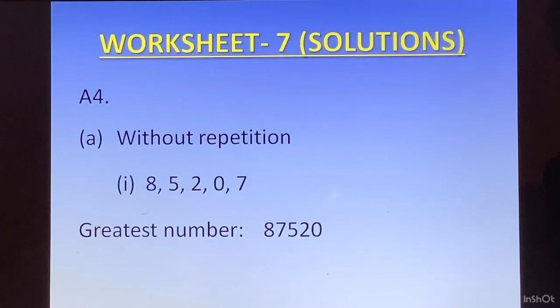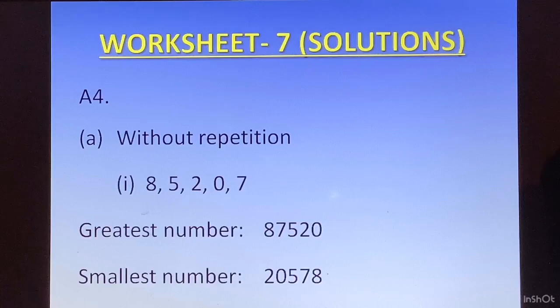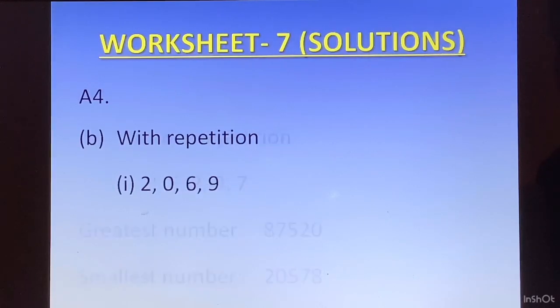But here, since we have 0, in ascending order the numbers would be 0, 2, 5, 7, 8. We will change the position of 0 with the next digit, which is 2. So the number will be 20578.